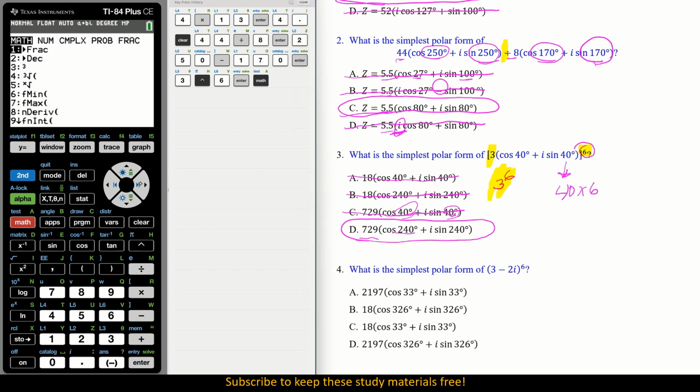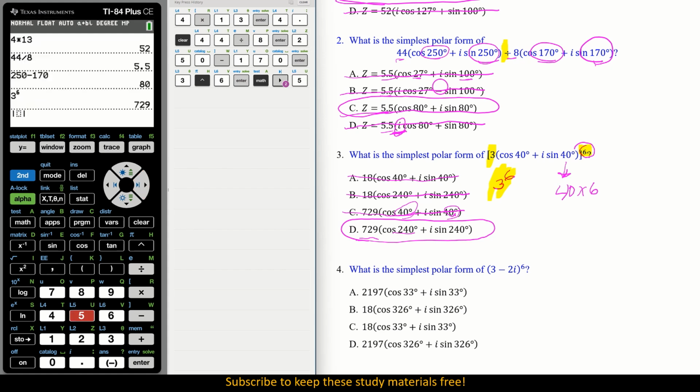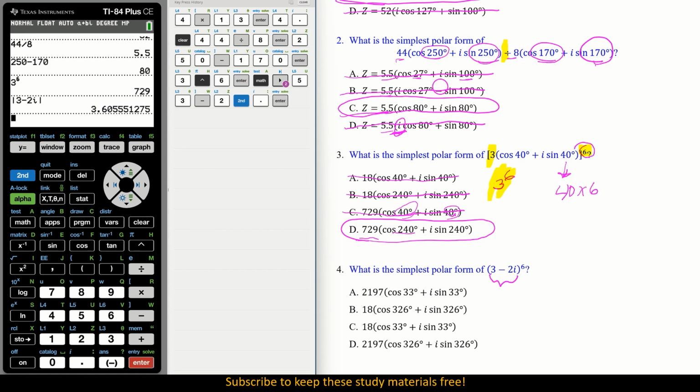So go over to math, arrow over to complex, and let's do our number 5 for our R. We need our R first. So press number 5. Now put in our given, this part. That's going to get us our R. 3 minus 2, second i, push enter. Okay. Well, let's take that. Now that's just our R.